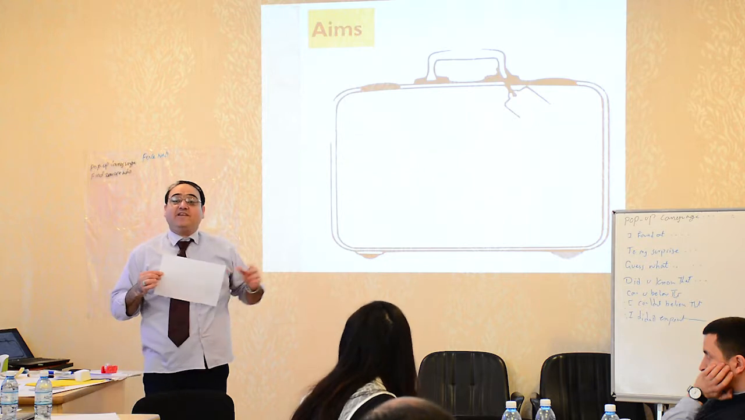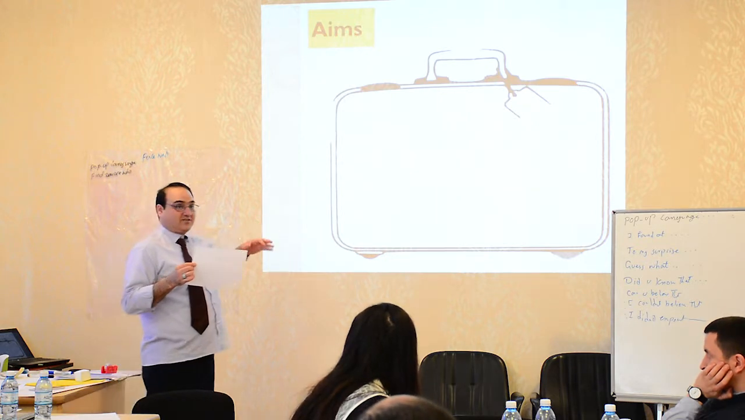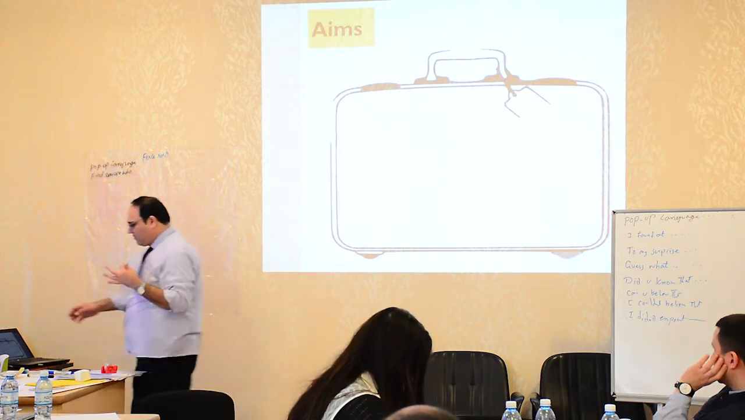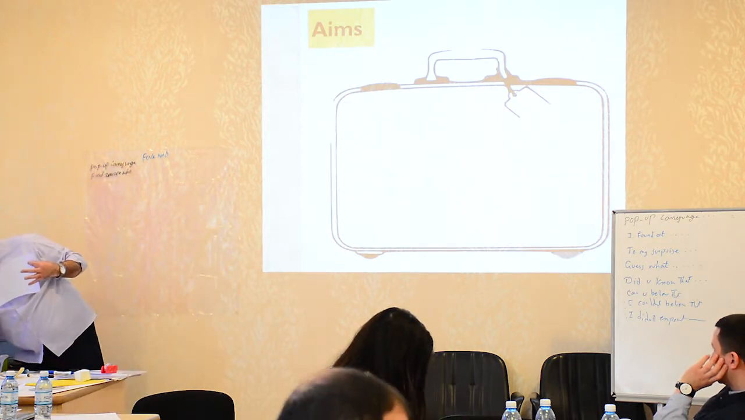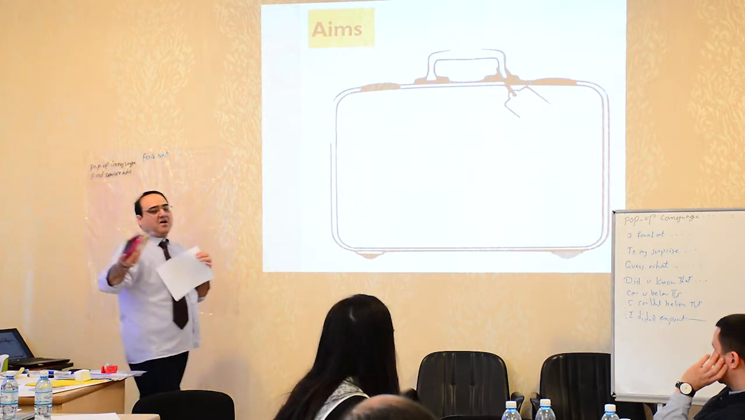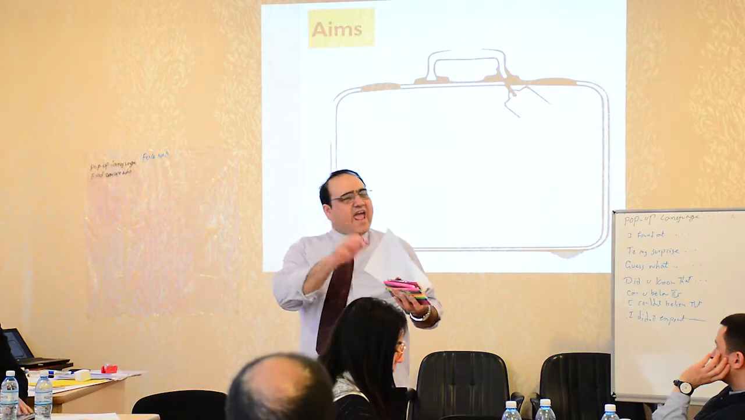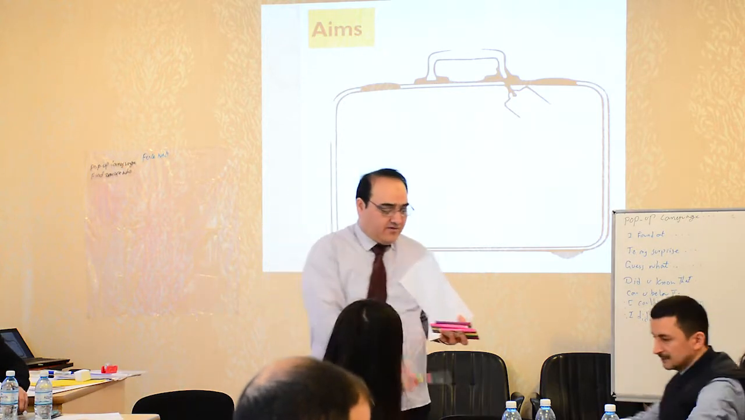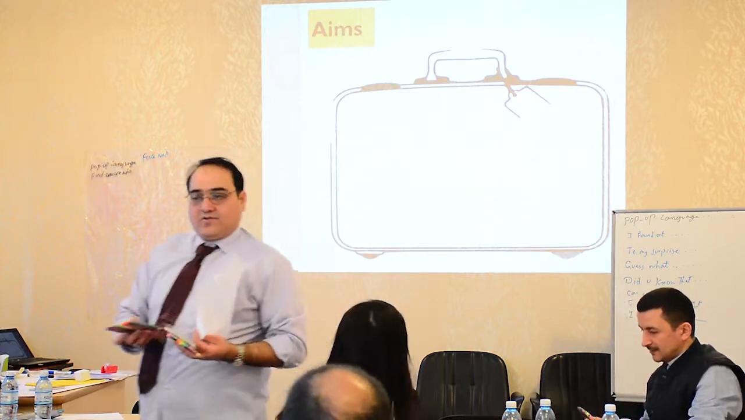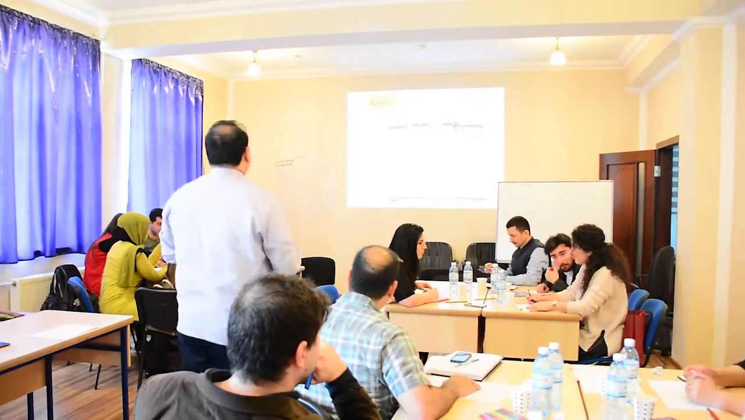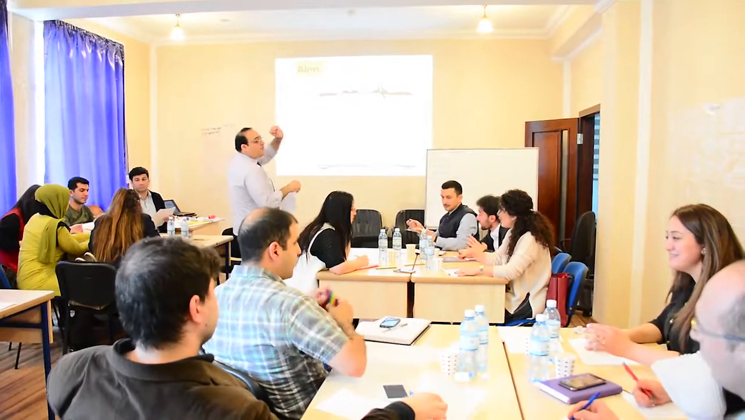What is the name of the activity? Suitcase activity. And what do you draw here? You can draw a suitcase. If you want to write in a different color, you can. At least try to write 3 aims that you have. Why you're here or what you expect. So, starting from now, 5 minutes. Go ahead.